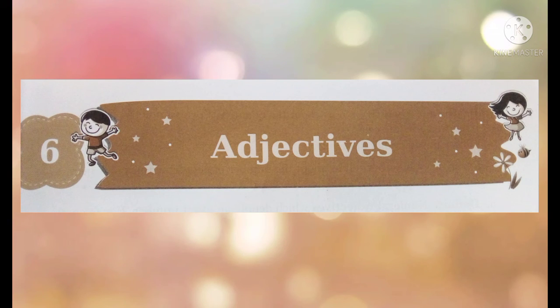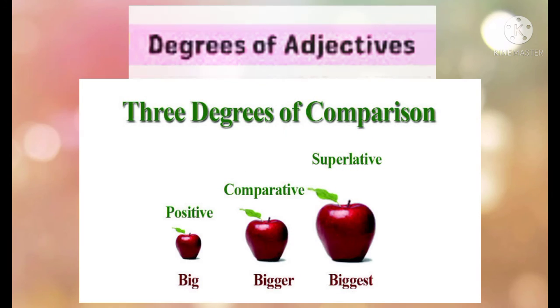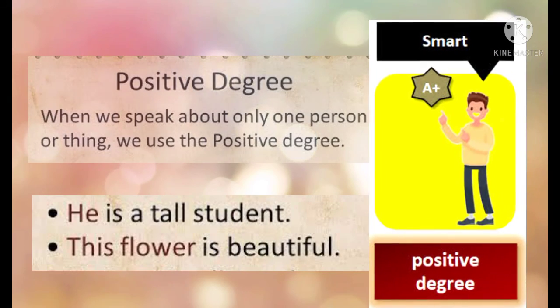Today we'll continue our lesson 6, that is adjectives. In our previous video, we have seen what are adjectives and kinds of adjectives. Now, children, let us see degrees of adjectives. Children, there are 3 degrees of adjectives. First is positive, second is comparative, third is superlative degree, and we'll go through all these 3 degrees one by one. So first one is positive degree.